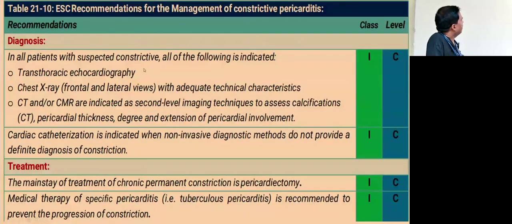In the management of constrictive pericarditis, transthoracic echo and chest X-ray, frontal and lateral views, are done. CT and or cardiac MRA is also recommended as a second level imaging. It is not for everybody, but for those where echo is inconclusive and they're not able to clearly make out whether it is a constriction or a restriction. At that time we can ask for a cardiac MRA or a CT. Cardiac catheterization is indicated when non-invasive diagnostic methods do not provide a definitive diagnosis of constrictive pericarditis. The mainstay of treatment is pericardiectomy, and medical therapy for specific pericarditis like TB pericarditis is recommended to prevent the progression of constriction.